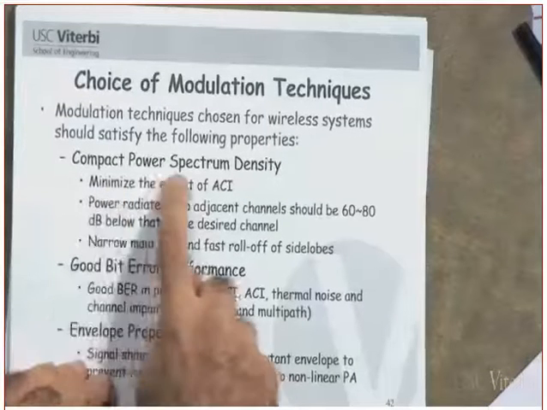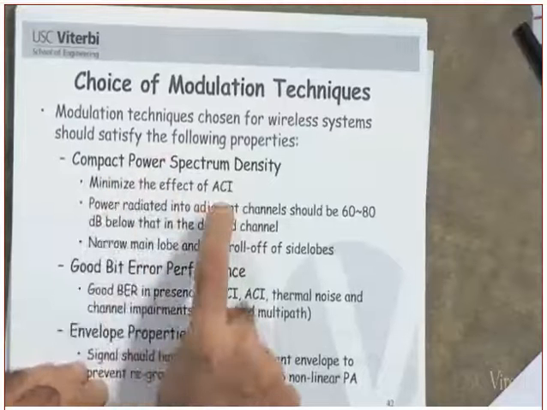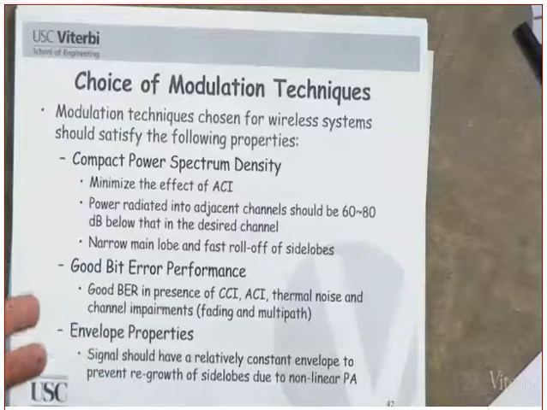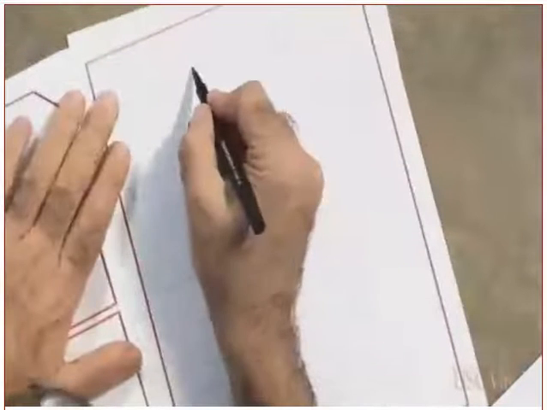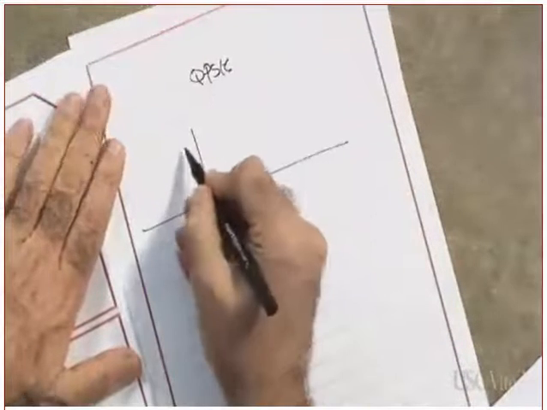You need to make sure that your power spectral density is compact so that you minimize which effect? ACI, not the CCI. CCI is the co-channel interference. It's within the same band. We are talking about the ACI. I will show you shortly, for the QPSK. This is the QPSK. I will show you this later on.